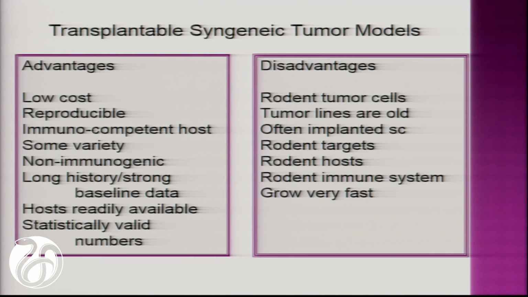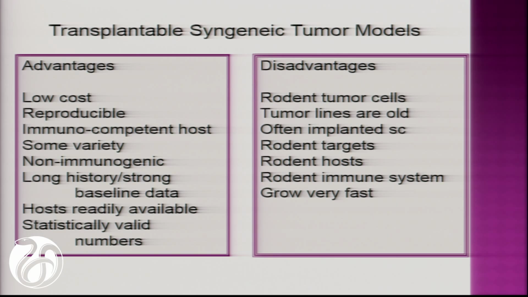These hosts are immunocompetent. There's some variety, not as much variety as one might like. Most of these tumors are not immunogenic. They have a long history, and therefore they have a strong baseline of data. We know how these tumors behave with hundreds of anti-cancer agents, and this gives the experimentalist a good feeling for whether this is a drug-resistant or drug-sensitive tumor and so on. The hosts are readily available, and because these are relatively low cost, you can do statistically significant numbers of animals and repeat the experiments. So those are the advantages.